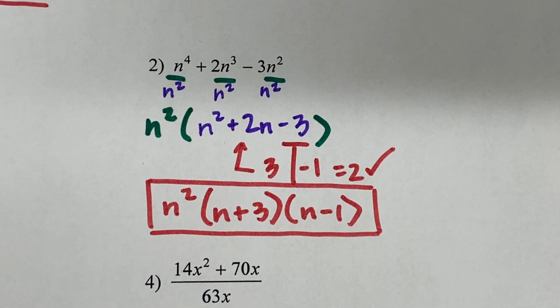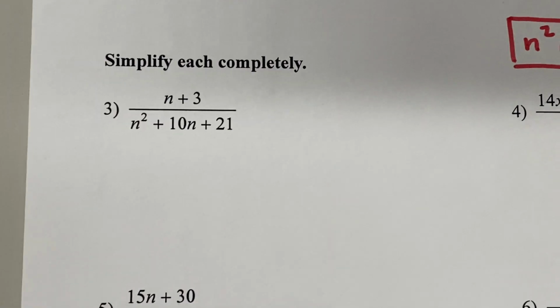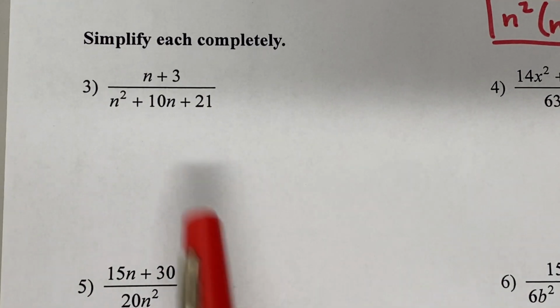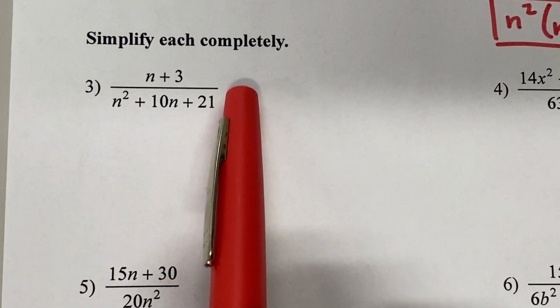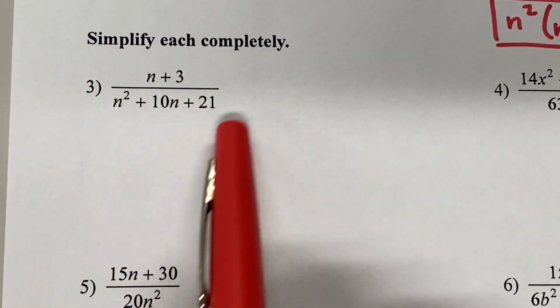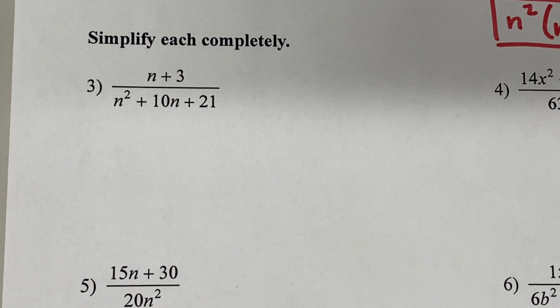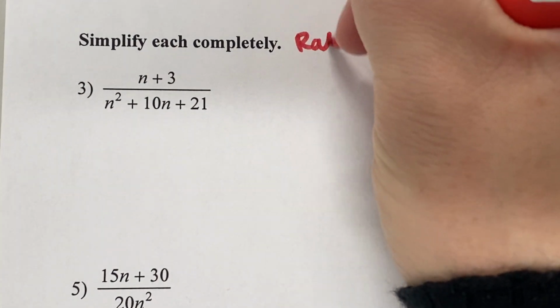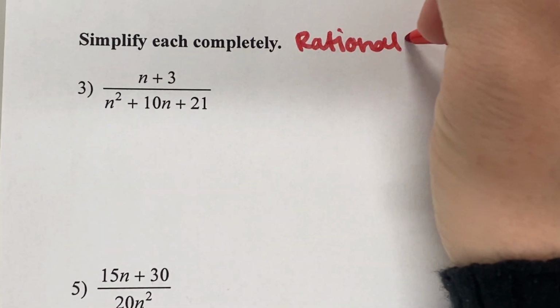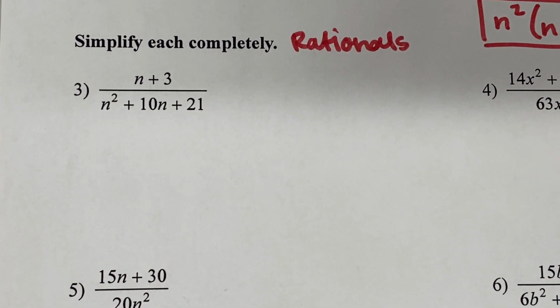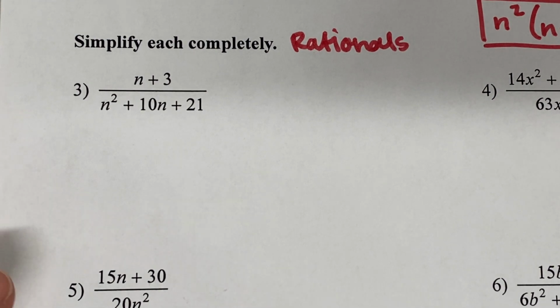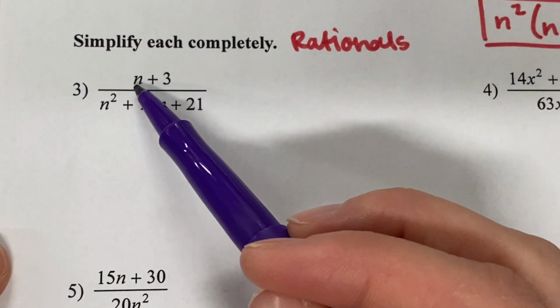Those two were just kind of reviews on factoring. Now the rest of our examples for today are going to be factoring these expressions, but then it wants us to simplify because they are in fraction form. These are what we call, again, rationals or fractions. First thing, we just want to look and see if either the numerator or the denominator can be factored. So let's look at the numerator.